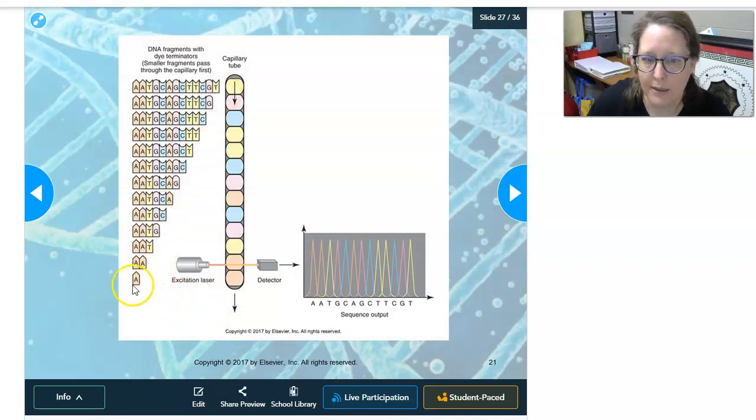So the A's in this example are orange, the T's are yellow, the G's are pink, and the C's are blue. And then you separate them through capillary electrophoresis, where the smallest ones will come through first, and then it goes bigger and bigger. And then you literally just read the sequence of the colors that are coming through, and it's reading it as A, T, G, etc., and it reads the sequence and prints the sequence out for you.